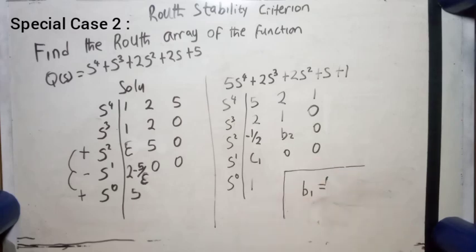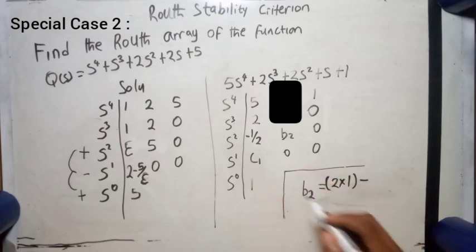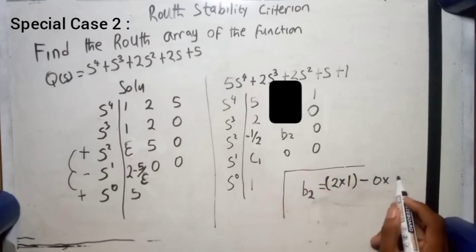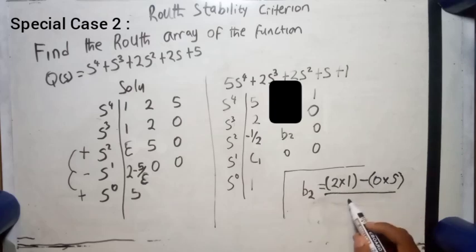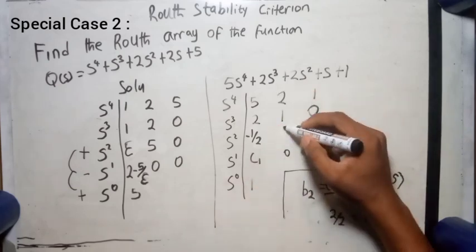Okay, so for our B2, we have our value to be 2 times 1 minus 0 times 5 over 2. 2 times 1 is 2, minus 0. Okay, this is going to be giving us 1. So we replace this with 1, right?